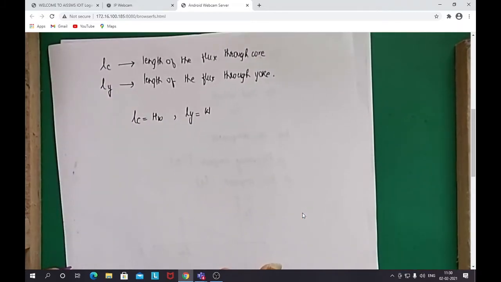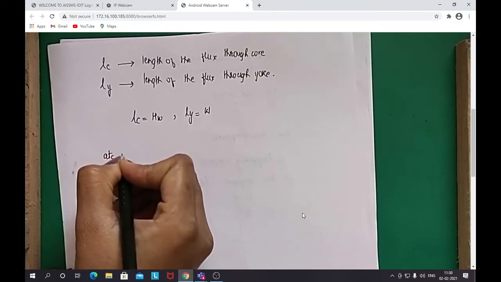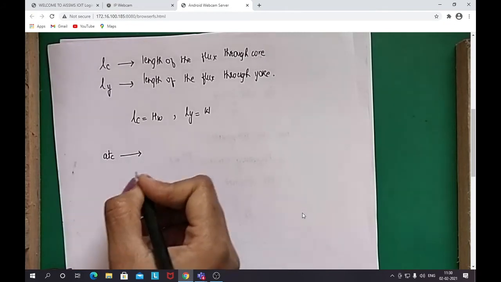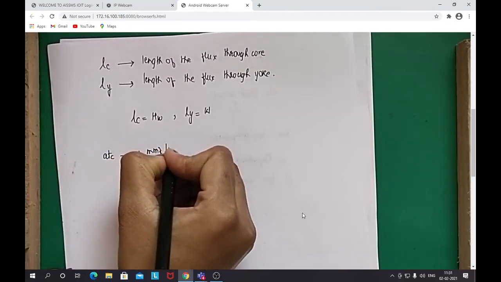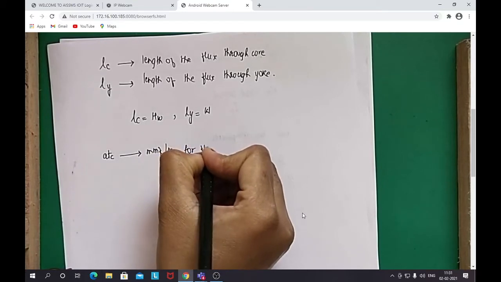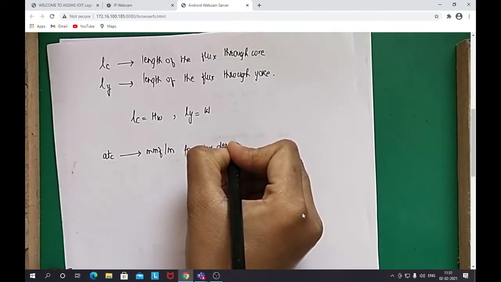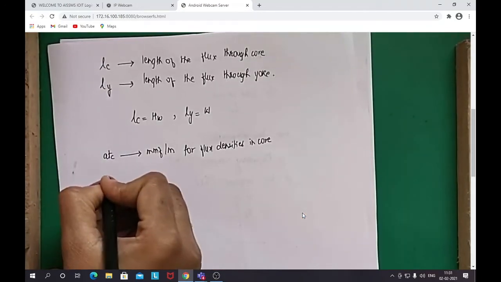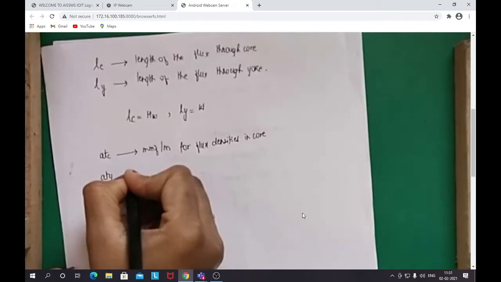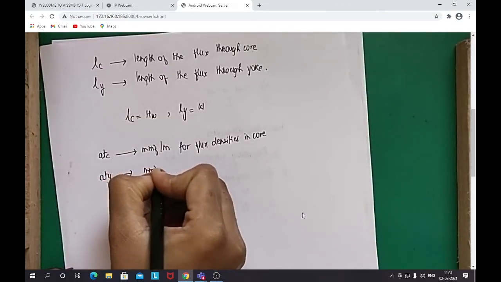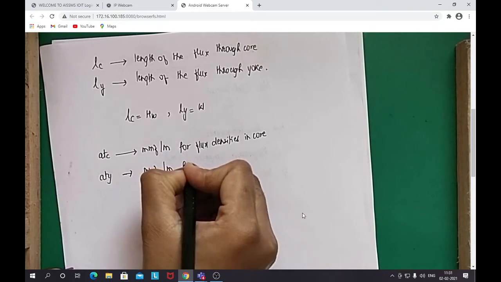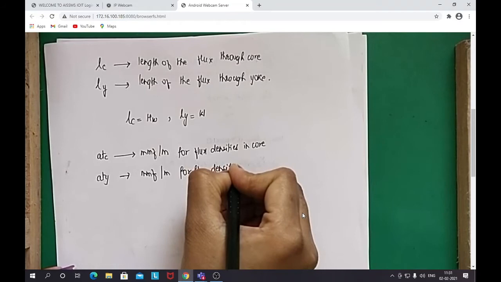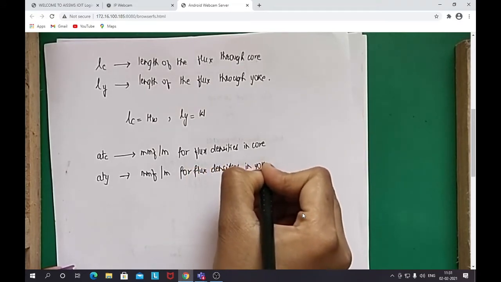There are two more terms which we should know. ATC, small at subscript c, is the mmf per meter for flux densities in core, and ATY denotes the mmf per meter for flux densities in yoke.